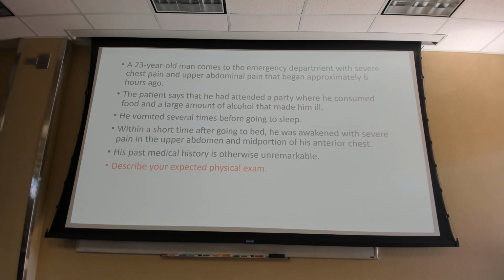All right, so you had the severe chest pain and upper abdominal pain that began 6 hours ago. He says he attended a party where he consumed a lot of food and alcohol and vomited several times. But shortly after going to bed, he woke up with severe pain in the upper abdomen and mid-portion of the anterior chest. Unremarkable past medical history. What are you guys thinking now? Yeah, Boerhaave, good.